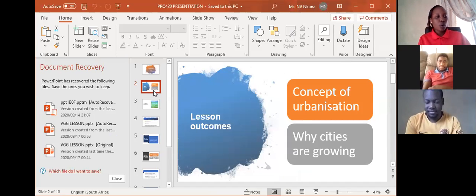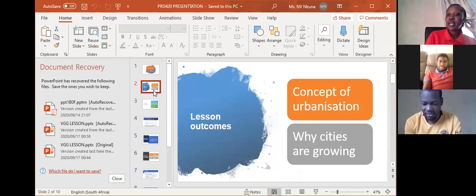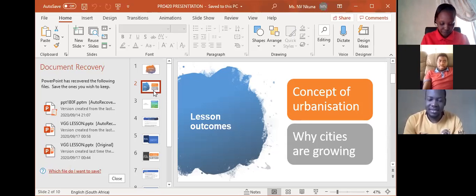Before we continue with our lesson, I would like to hear from you what you understand about the term urbanization. Urbanization, I think, is a process that causes the urban population of a particular area to increase, which results in people moving from rural areas to urban areas.